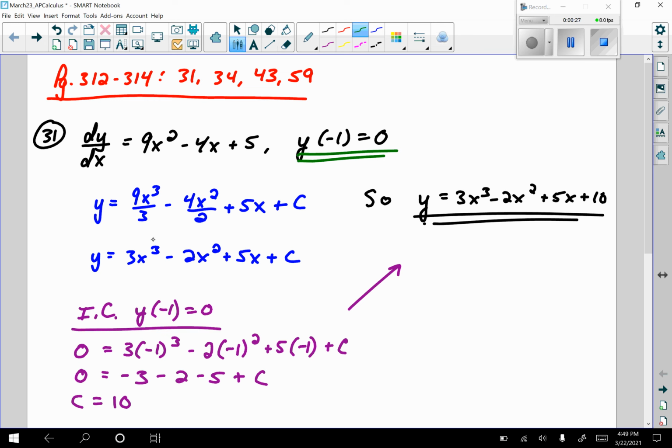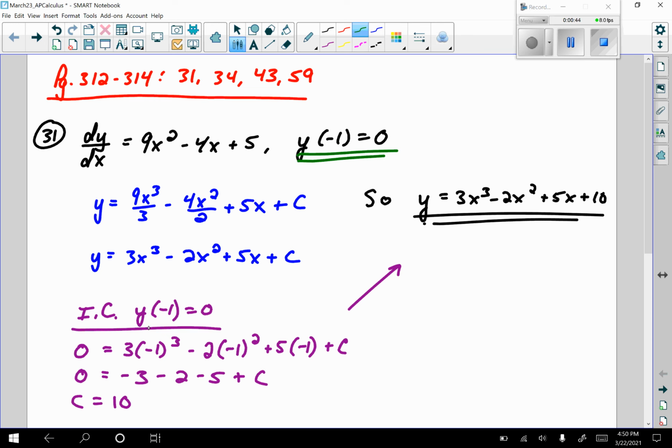If you could tell by looking at it, that's fine. If not, I just took the antiderivative of each term here. So for the first one, we get 9x cubed over 3, which simplifies to 3x cubed. Next, we get minus 4x squared over 2, which simplifies to negative 2x squared. And then plus 5x and plus c.